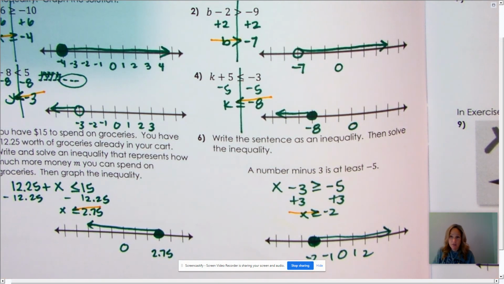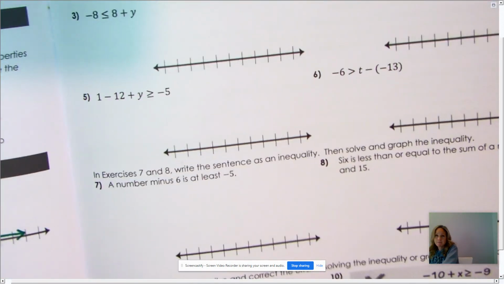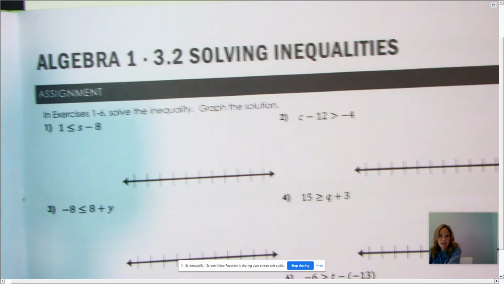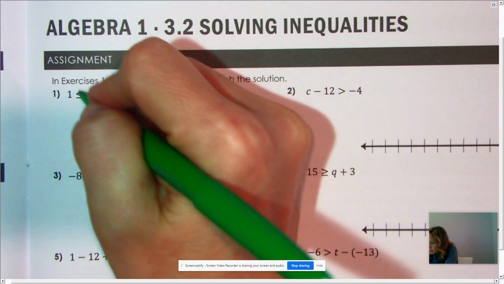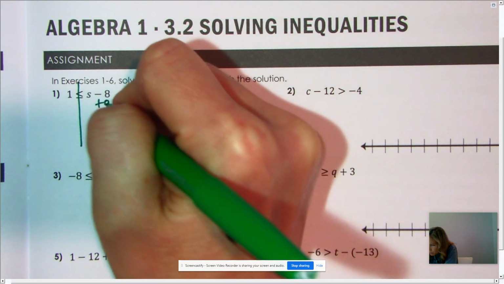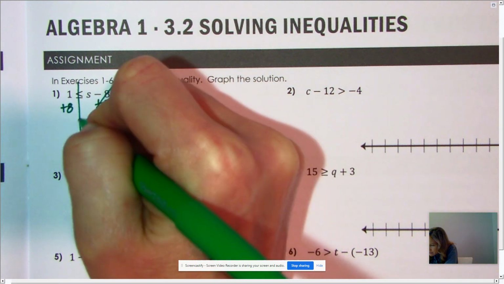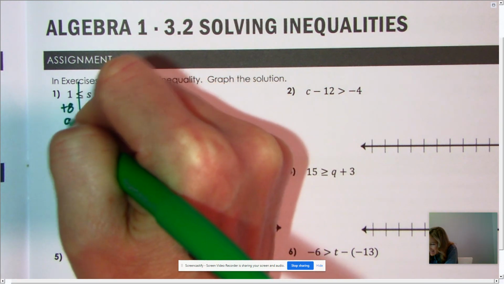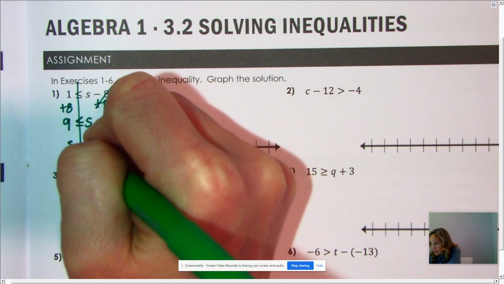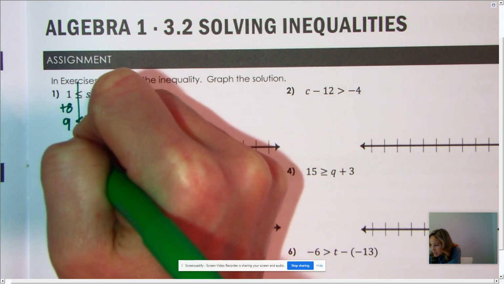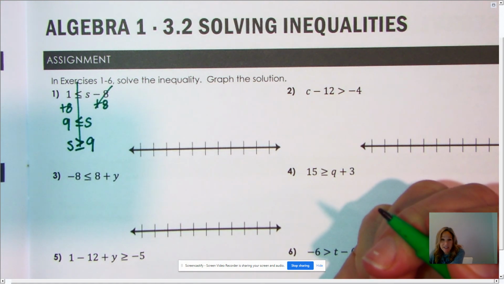All right, we're going to get started on the odd numbered homework problems. So question number 1 is we're going to solve and graph. Okay, the S is on this side this time, so plus 8 on both sides. So I have S is greater than or equal to 9. If you want to rewrite it with the letter first, you can. You do not have to. But remember, the alligator is eating the S. So make sure that when you rewrite it, the alligator is still eating the S.